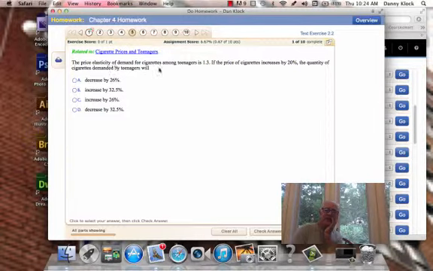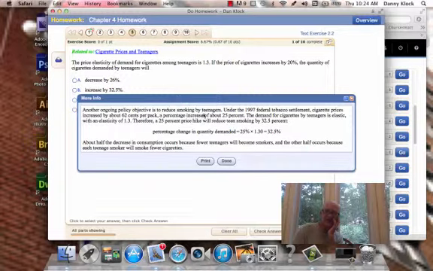they know the price elasticity of cigarettes here is 1.3, right? So it's elastic. So if the price of cigarettes increases by 20%, the quantity of cigarettes will decrease by what? And again, if you read the scenario, figure out how they do it. Look at this formula here. If you get it incorrectly, you can do it again.